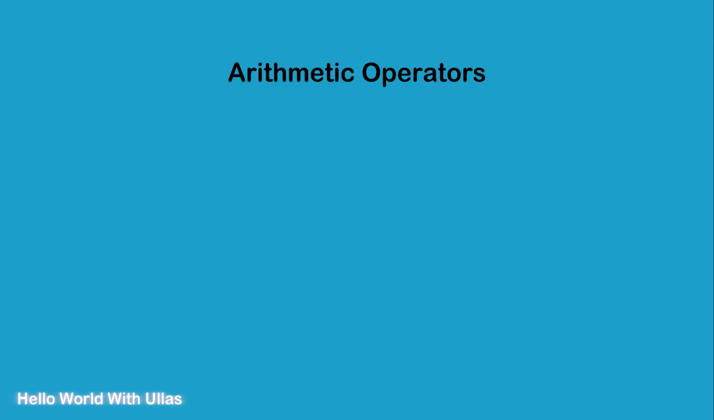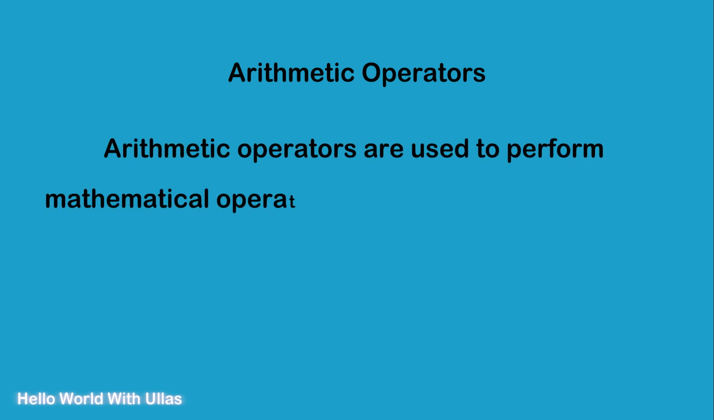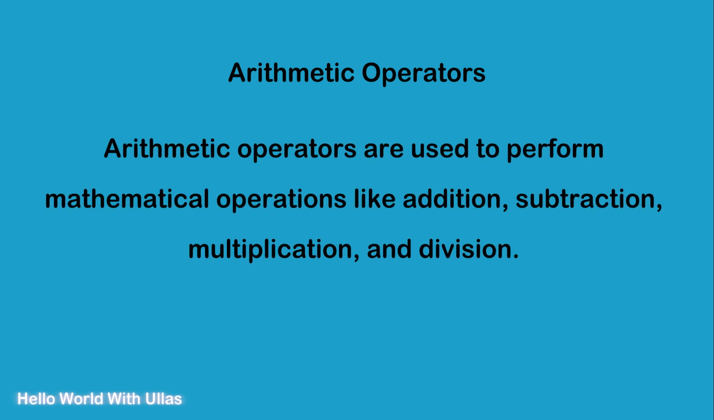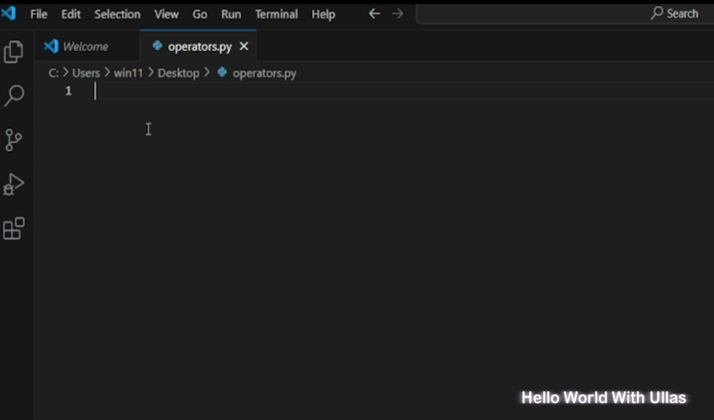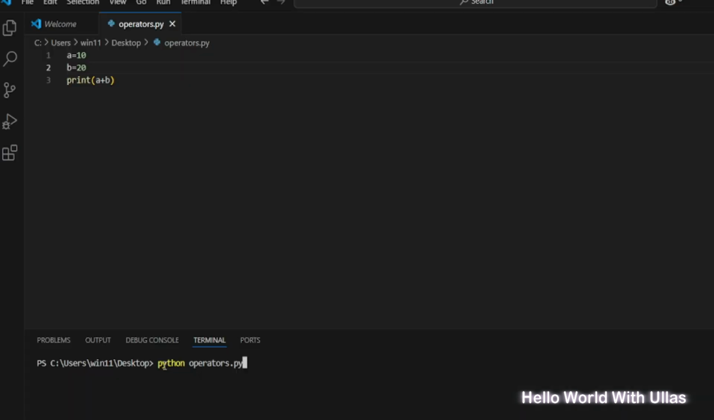Let's start with the most basic arithmetic operators. Arithmetic operators are used to perform mathematical operations like addition, subtraction, multiplication, and division. Let's see how we can do it in coding. Let's say we want to add two variables: variable A equal to 10, variable B equal to 20. Now if we want to add A and B, we can just write print A plus B. Now we run the program by saving it. So here we can see the output is 30.